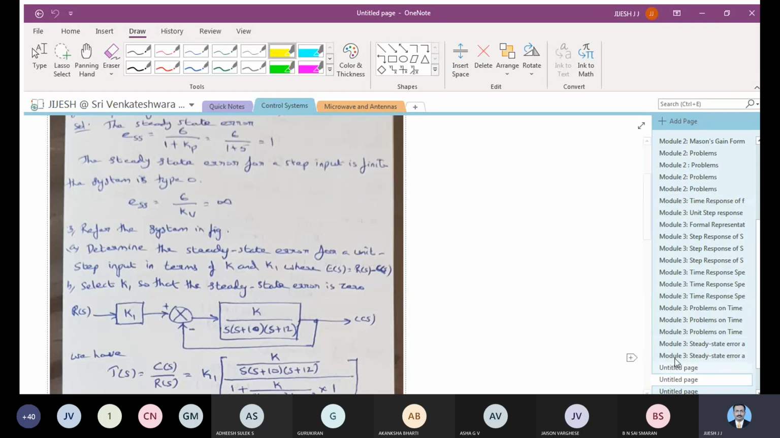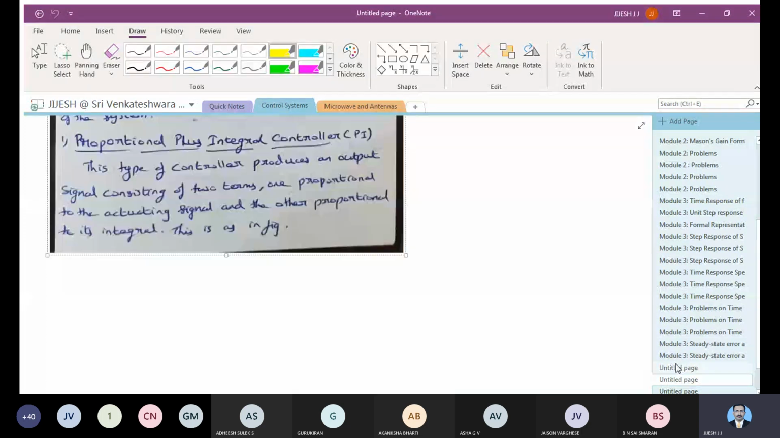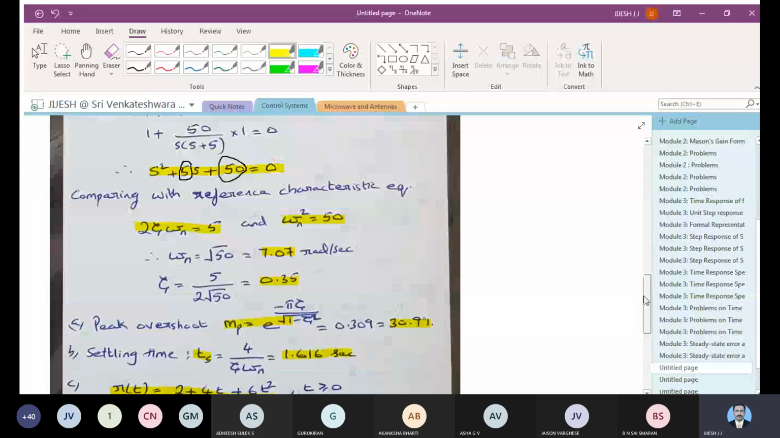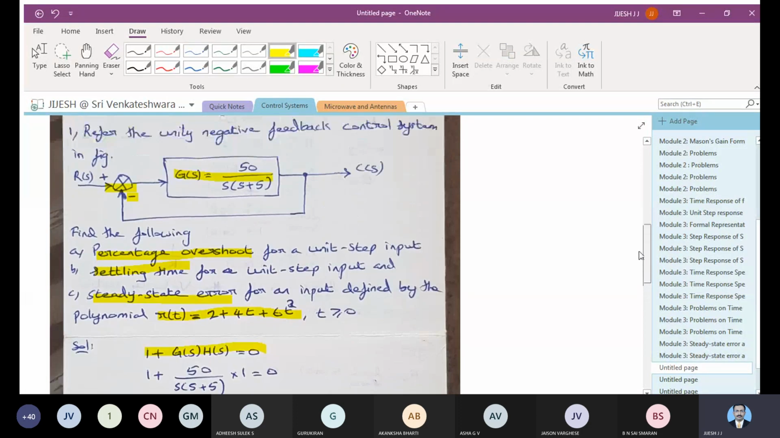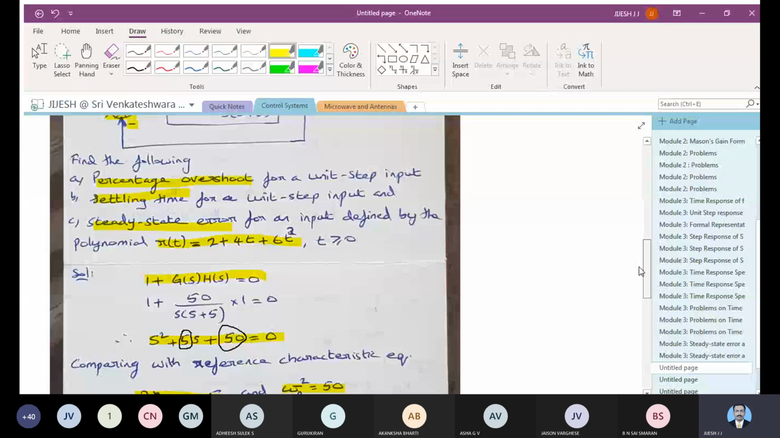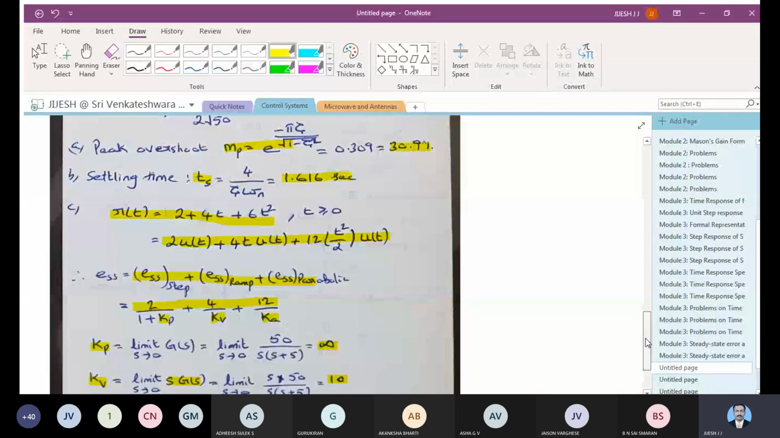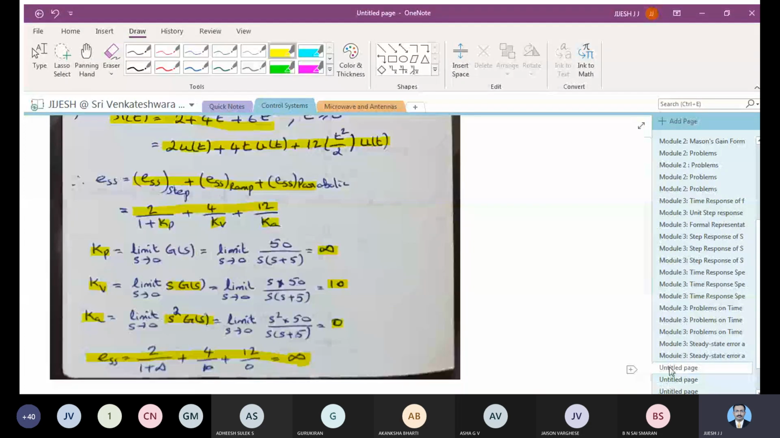So we have completed the problem by finding out the percentage overshoot, settling time and steady state error. Steady state error, we got it as infinity. So we'll move on further. All of you have completed, then we will discuss the next problem.